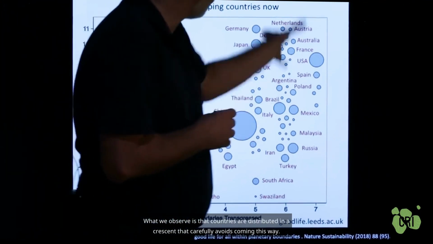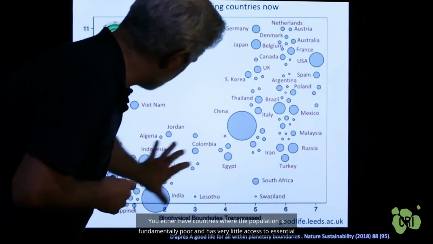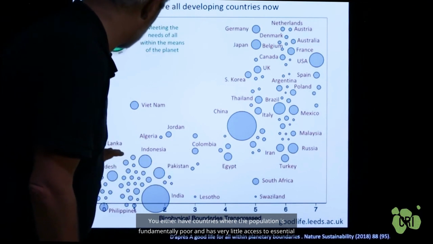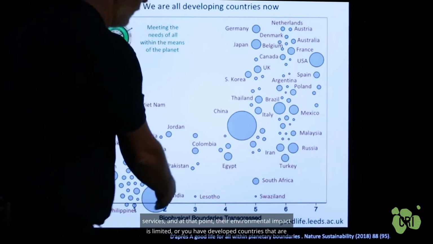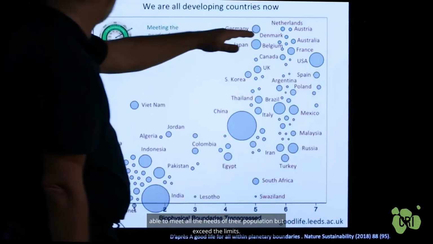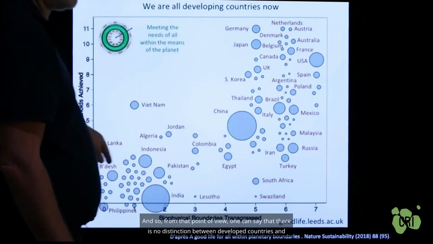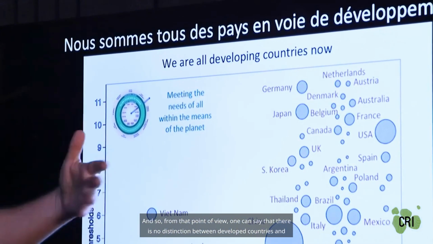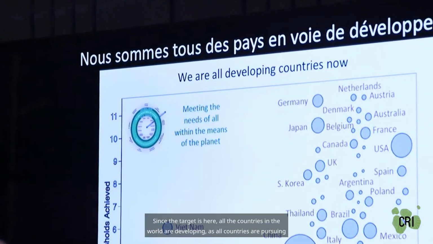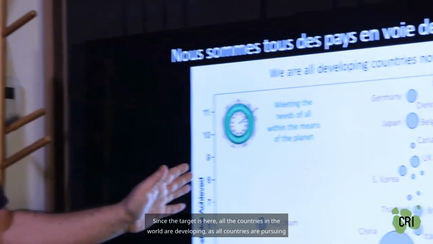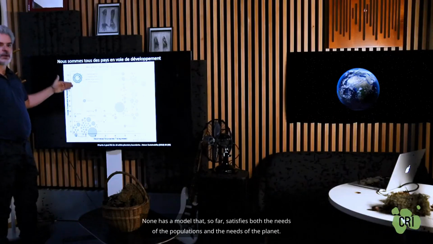What we observe is that countries are distributed in a crescent that carefully avoids coming this way. You either have countries where the population is fundamentally poor and has very little access to essential services, and at that point, their environmental impact is limited, or you have developed countries that are able to meet all the needs of their population but exceed the limits. And so, from that point of view, one can say that there is no distinction between developed countries and developing countries. Since the target is here, all the countries in the world are developing, as all countries are pursuing sustainable development. None has a model that, so far, satisfies both the needs of the populations and the needs of the planet.